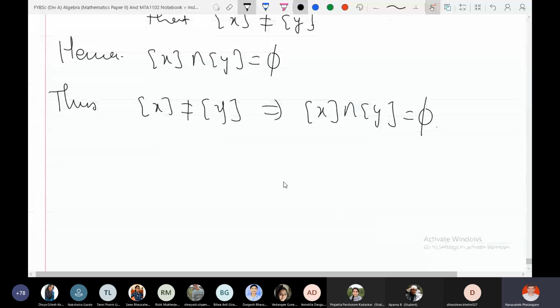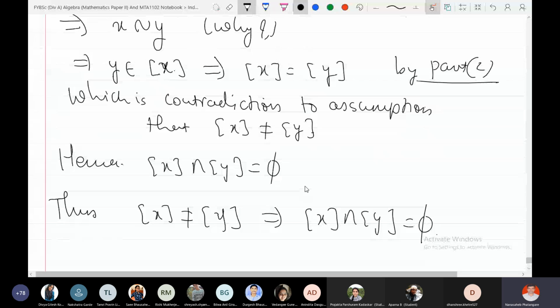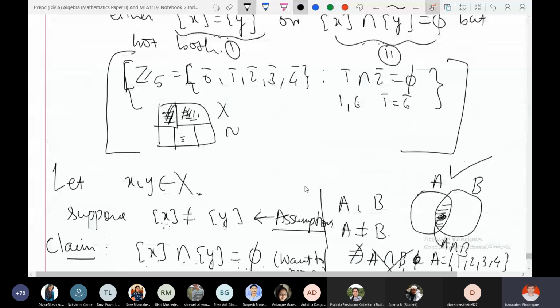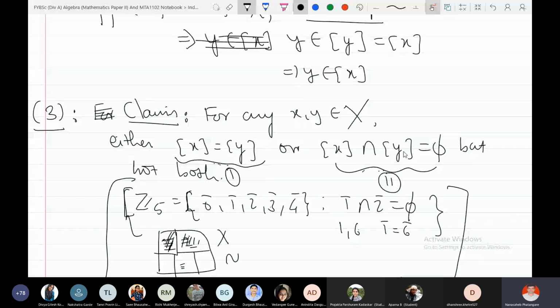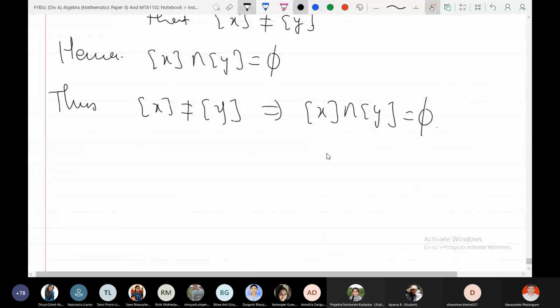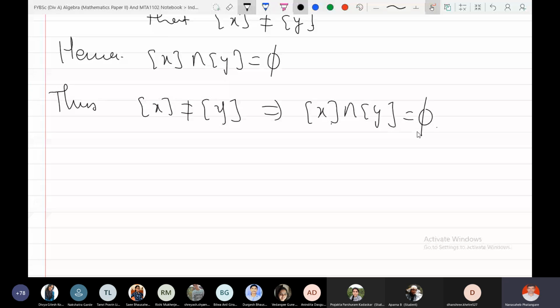What is the other way around? Because we wanted to prove that exactly one of them is true. If not one, then two must be there. If not two, then one must be there. That we have already proved. Right? If the classes are not equal does not hold, then the intersection is empty holds.